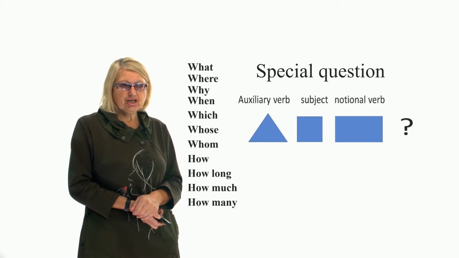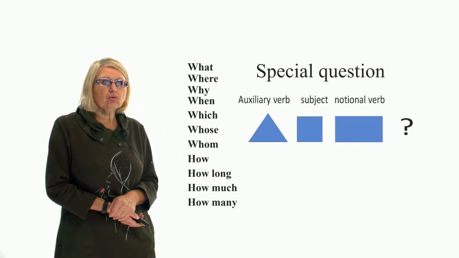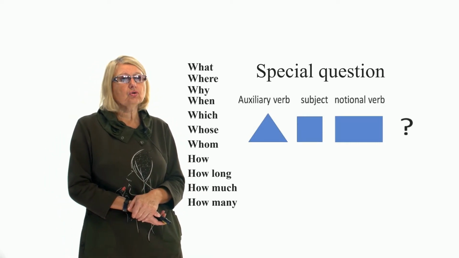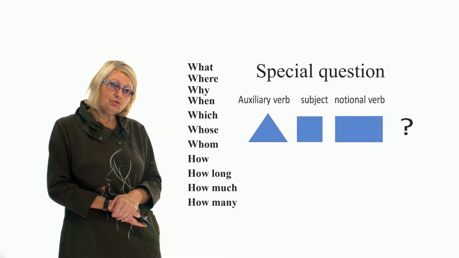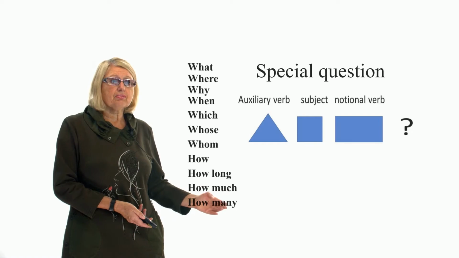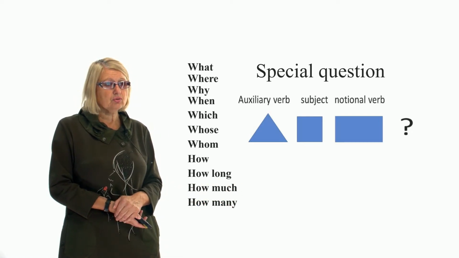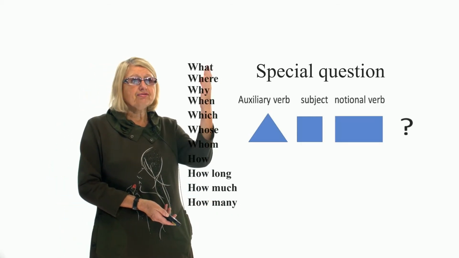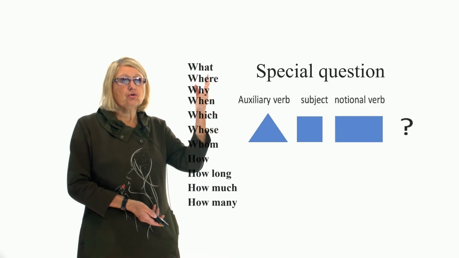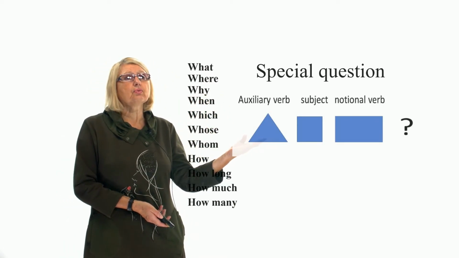Whose, чей. Whom, кого. How, как. How long, как долго. How much and how many, сколько. You remember that how much we use with uncountable nouns and how many with countable nouns. After interrogative pronoun goes auxiliary verb.